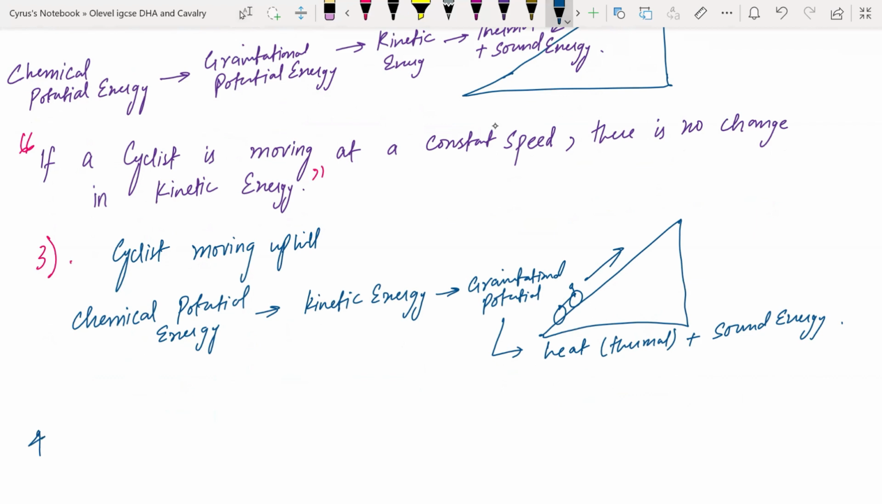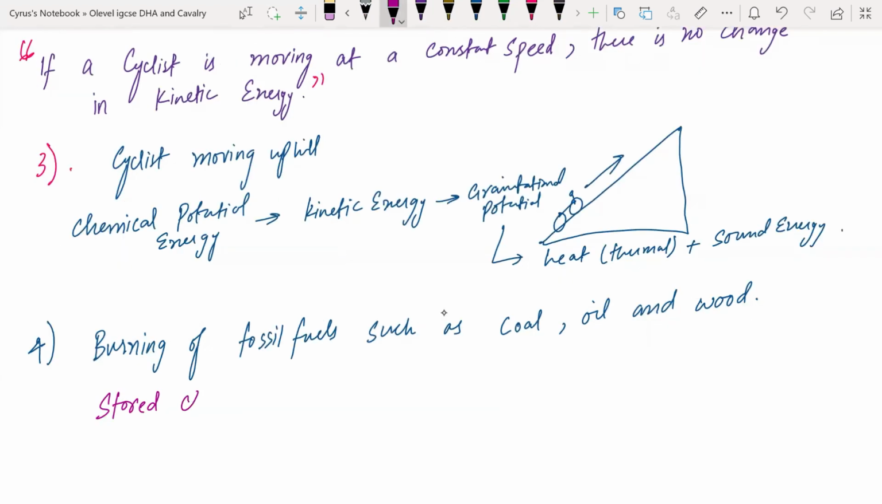Number 4, we have burning of fossil fuels such as coal, oil, and wood. ये stored chemical energy उसके अंदर होती है. That is converted into heat and light energy, right?